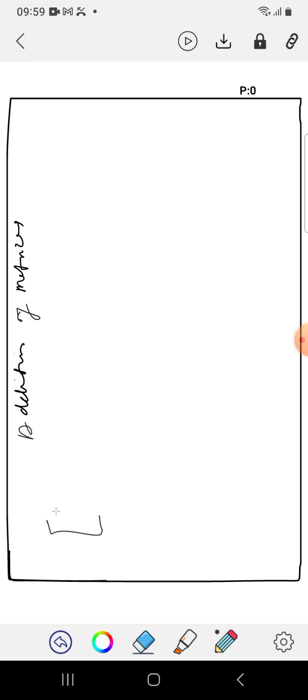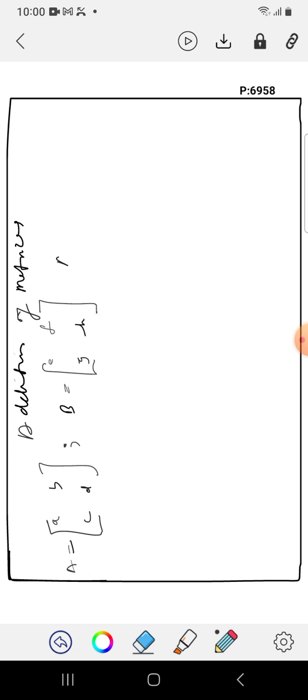So let's say we have a matrix, let's say this is A, which is a, b, c, d, and this is another matrix B, which is e, f, g, and h. All right, so then A plus B, when we're adding the two, you take corresponding items and add them.